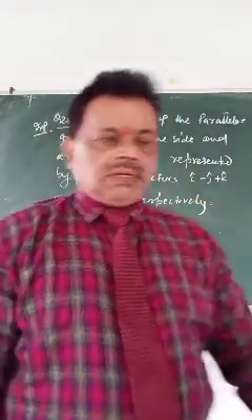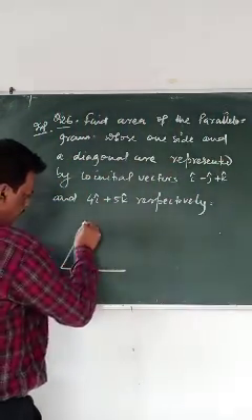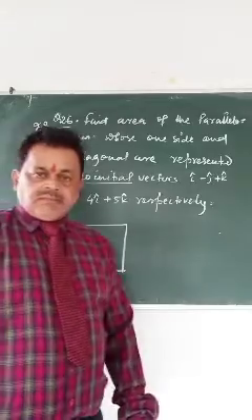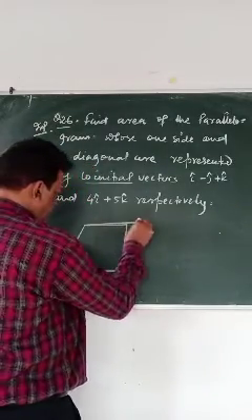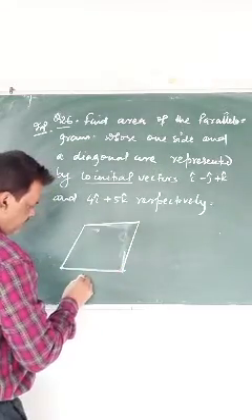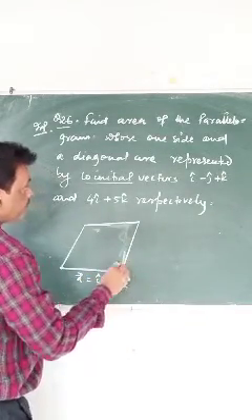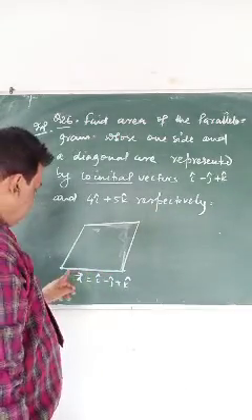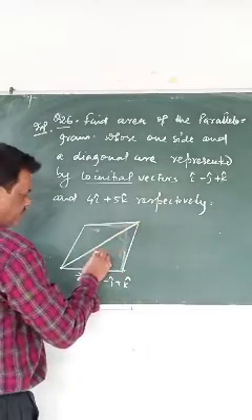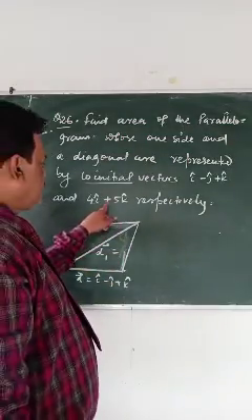Okay. Be clear about this question. There is parallelogram, co-initial starts from same point. Means if this side is given, suppose i minus j plus k, co-initial means here started from here, diagonal also has to start from here, d or d1. How much? 4i plus 5k.